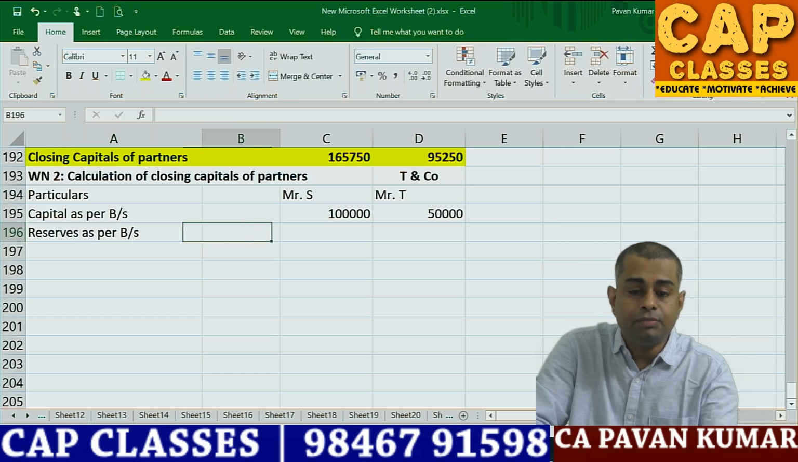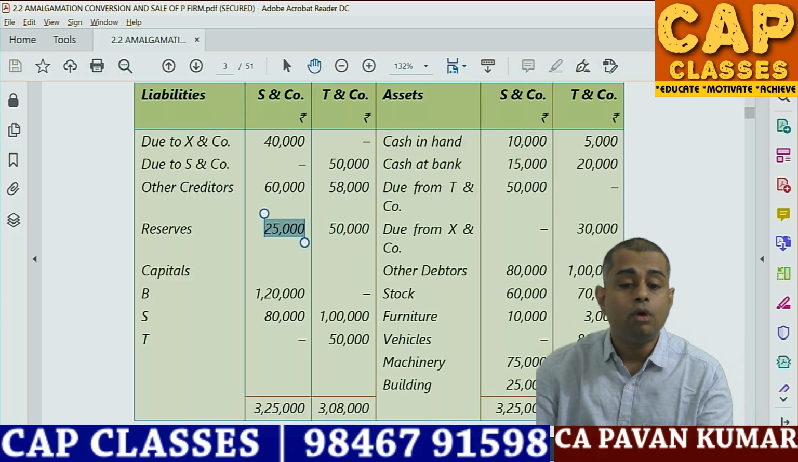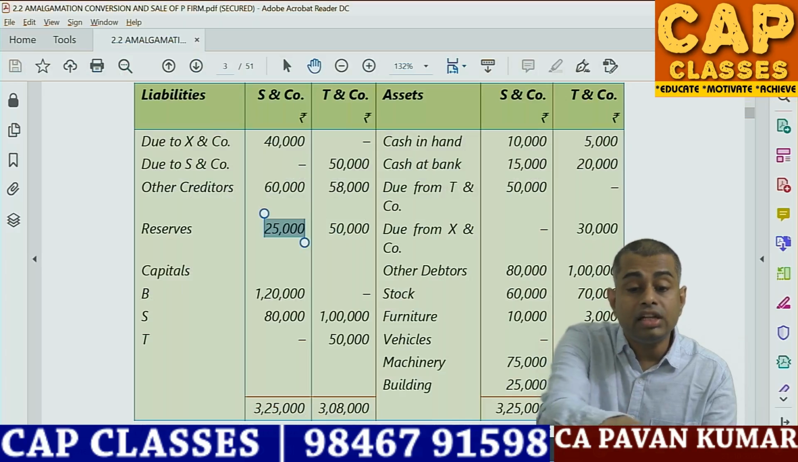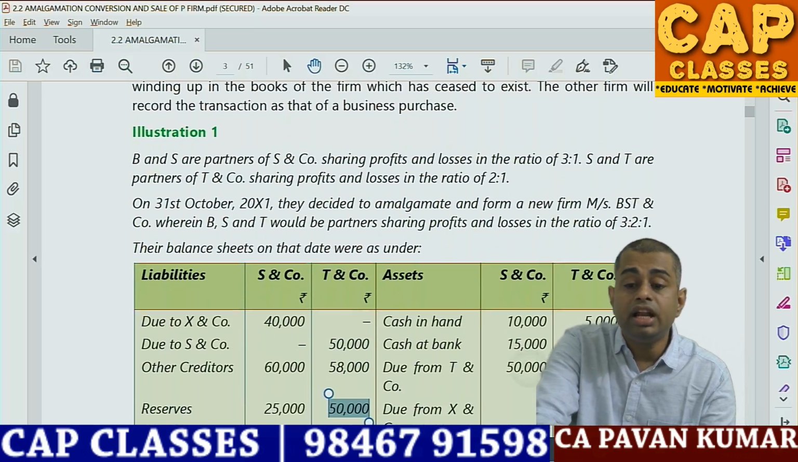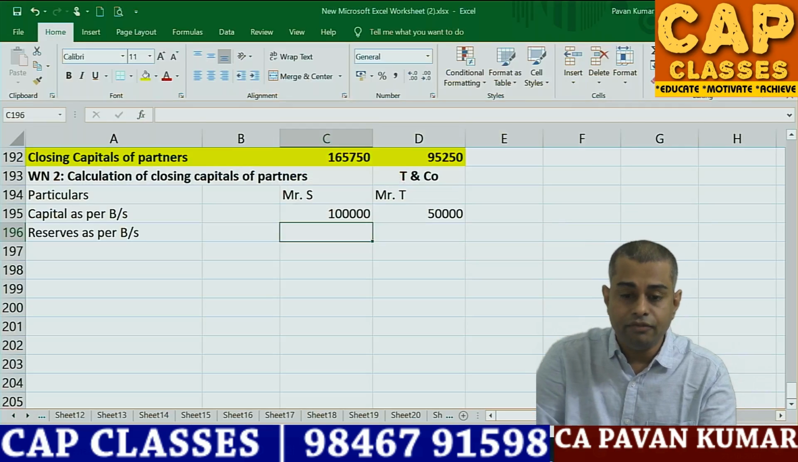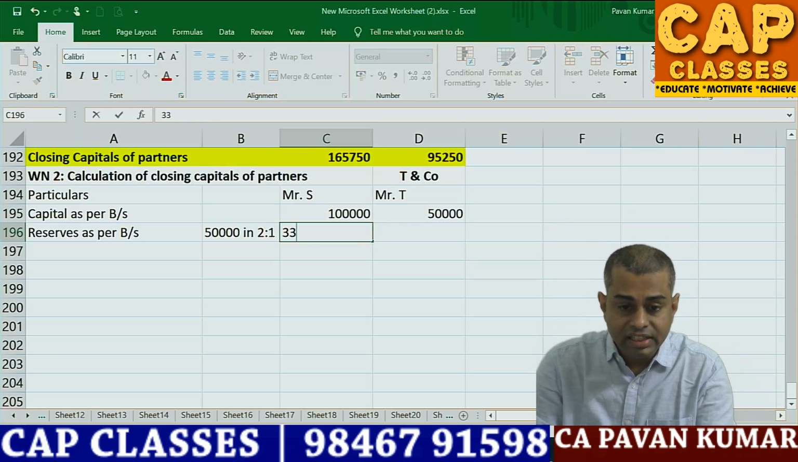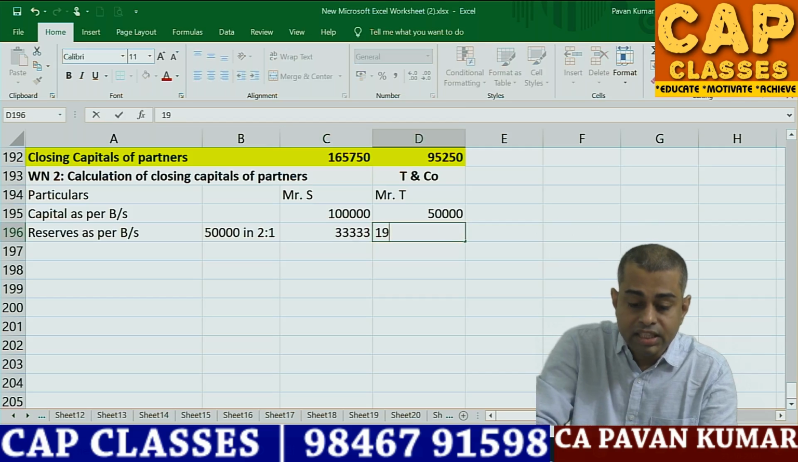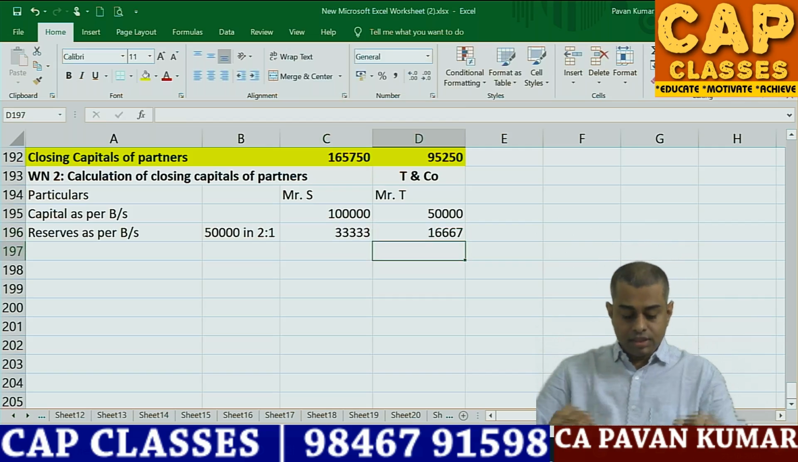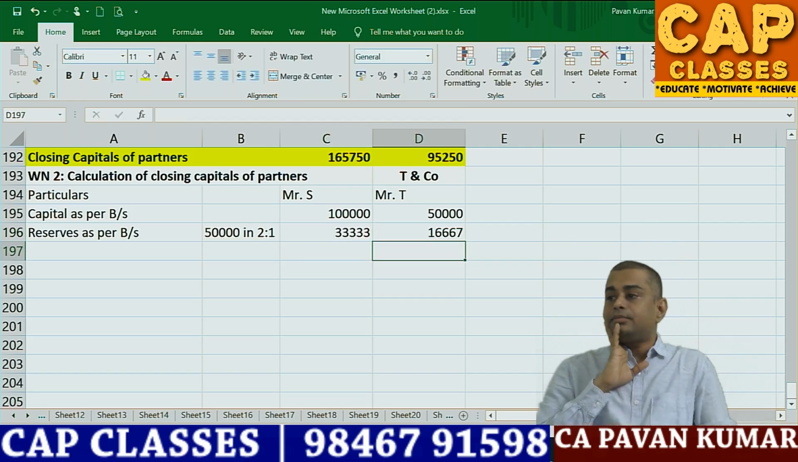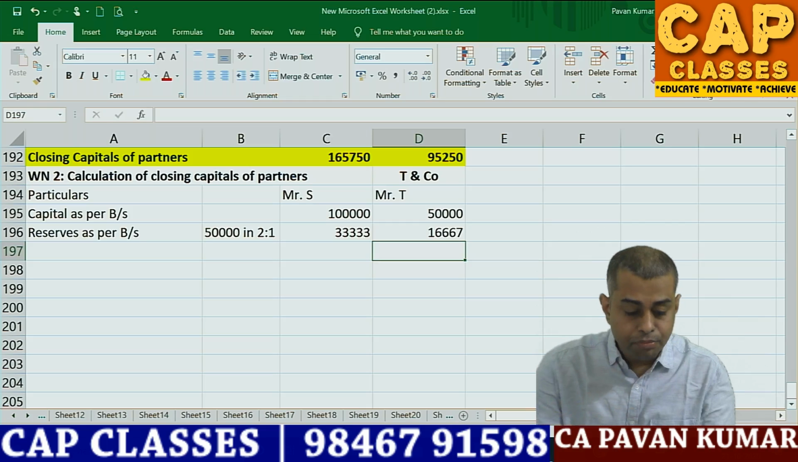Reserves as per balance sheet. So what are the reserves? Reserves are 50,000 in the ratio 2:1. So reserves 50,000 in 2:1. So is it 33,333? 16,667? So check the calculations. Are they correct?